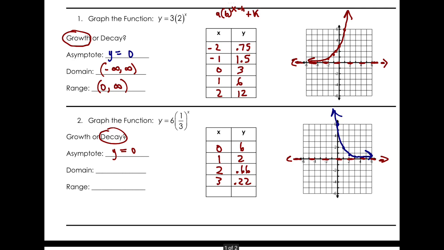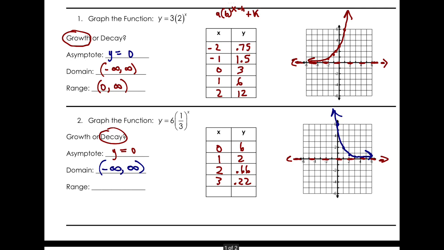So domain, it's going to go left forever, so that's negative infinity, and it's going to go right forever, so that's positive infinity. I can tell you domain on all exponential functions, it's always going to be negative infinity to positive infinity. The range, on the other hand, is not. Okay.